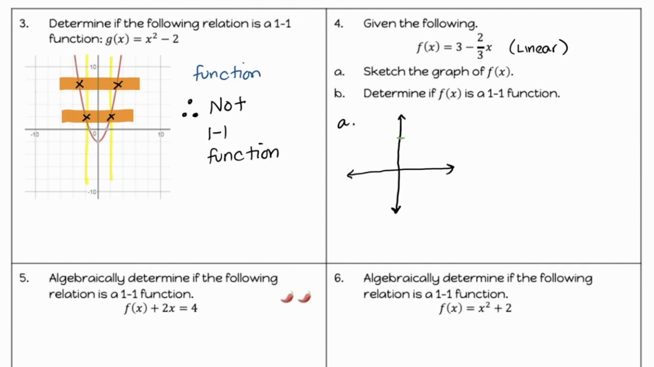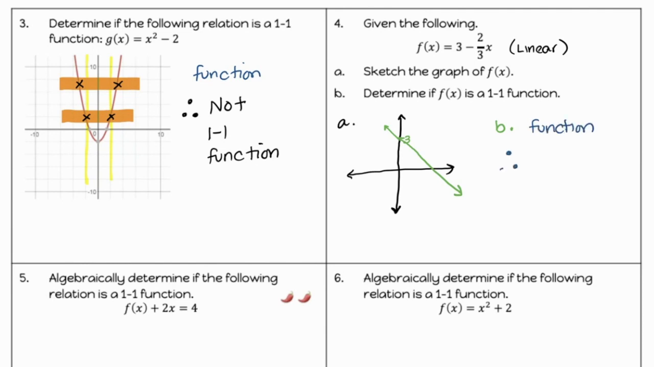I would start at 3. I'm just putting in that positive 3 as the y-intercept, and I know that it has a negative slope. So it'll look something like this. There's my rough sketch. For part B, we want to determine if f of x is one-to-one. So for part B, first things first, is this a function? Obviously. So we do have a function here.